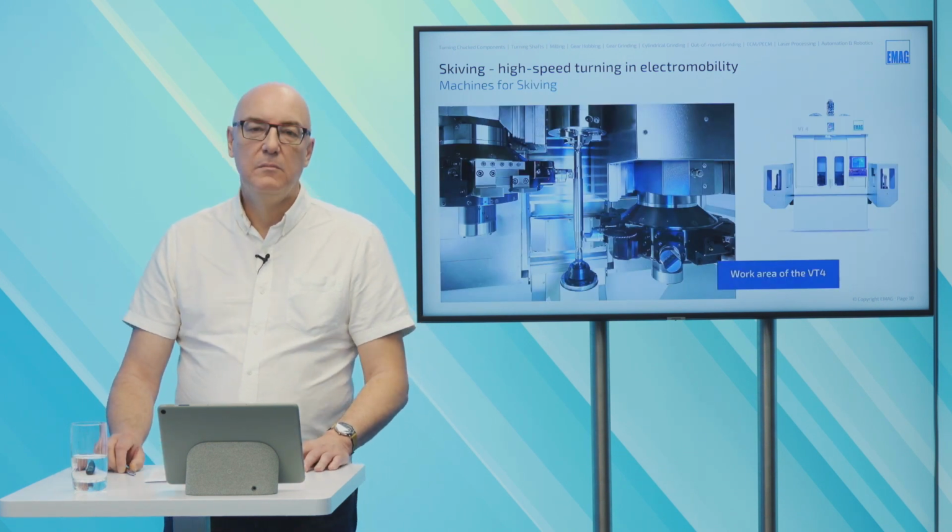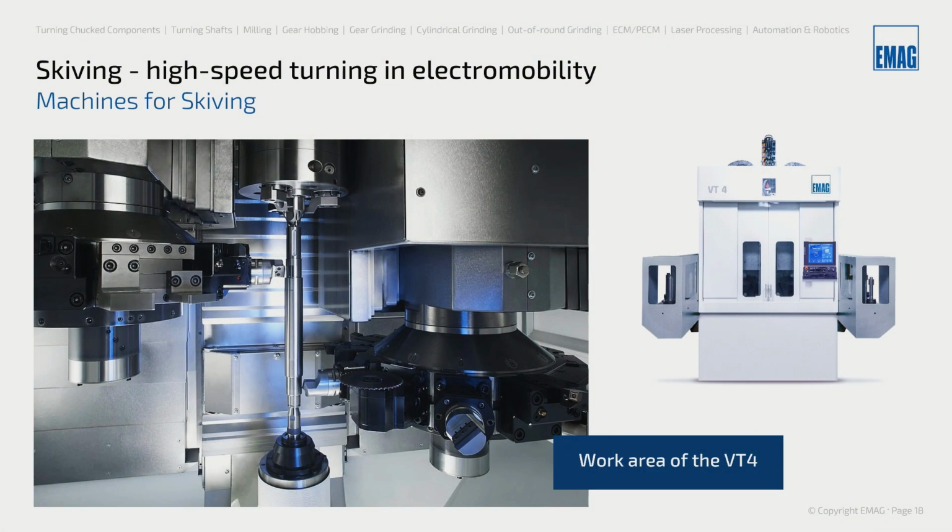Because we have most of the time skiving in the shaft machines, you will see here the working area of the VT4. You see left and right turret and a gripper on each turret for simultaneously loading and unloading the parts through the machine from the left to the right or from the right to the left. And this guarantees us to have very short loading and unloading times. And on the left and right turret you see the skiving tools in the start position for work.